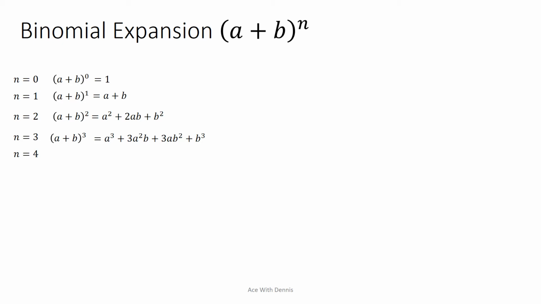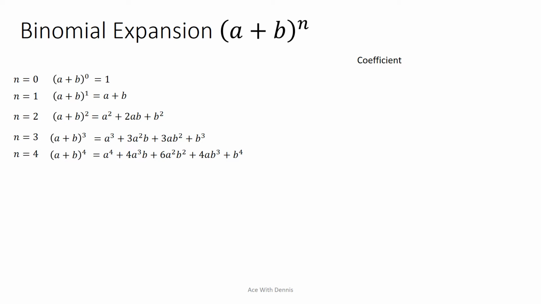Similarly, when n equals 4, it will be (a + b)^4. You should be able to get the answer, which we also learned in the previous chapter, polynomial. So the answer will be a^4 + 4a^3b + 6a^2b^2 + 4ab^3 + b^4.